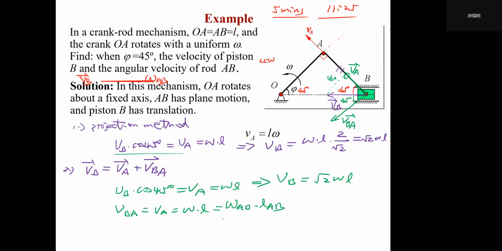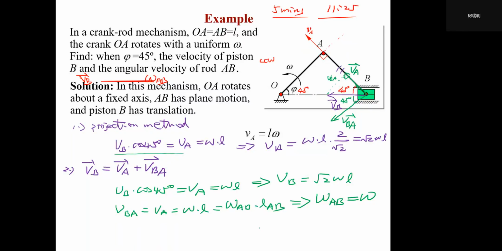So you will find that's great. Because LAB is L, you find the second answer: the angular velocity of rod AB, omega AB, just equals omega. Because omega L is what we have from this relationship, because we have this right triangle, this 45, this 45. So VA will equal VBA, and VBA also should equal omega AB times LAB.